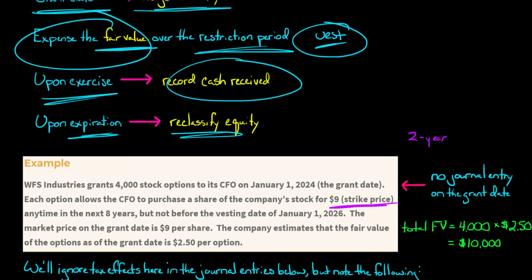That'll come in handy later when we have a scenario where we assume that the CFO exercises the options. The market price on the grant date is $9 a share, so it's set to the same amount as the strike price. The company needs to estimate the fair value of the options on the grant date. Again, they're going to use an options pricing model to do that. Here, I'm just telling you the fair value is $2.50 per option. 4,000 options, $2.50 per option. So the total fair value of the options being granted to the CFO is $10,000 on the grant date. But remember, we're not going to make a journal entry on the grant date. We're going to expense that over the 2-year restriction period.